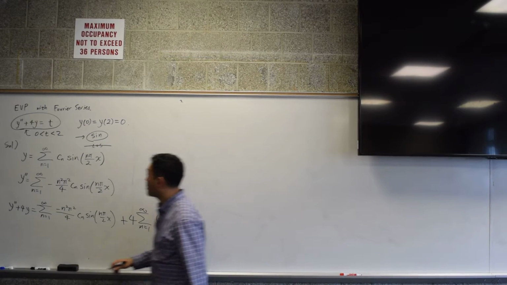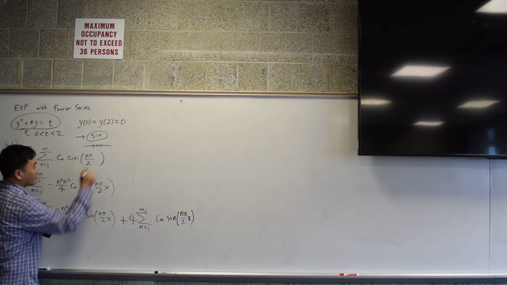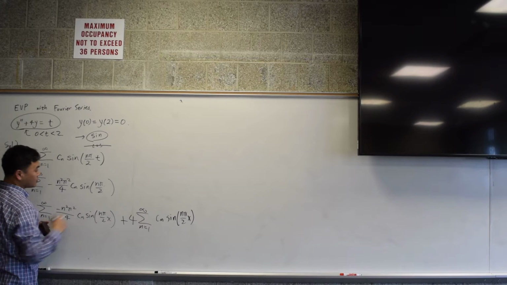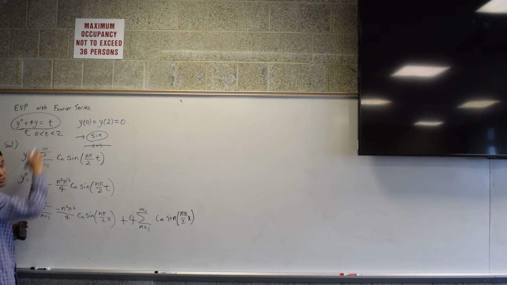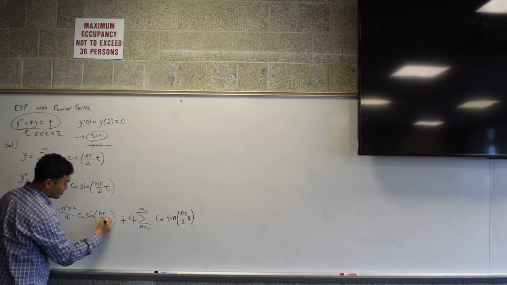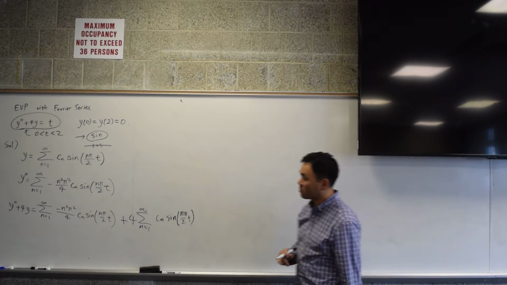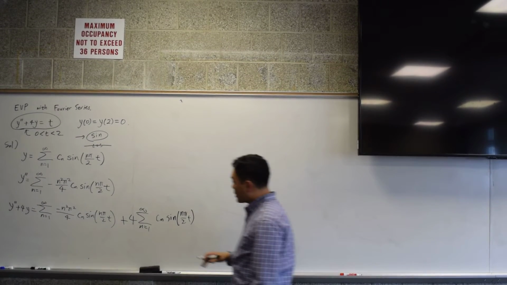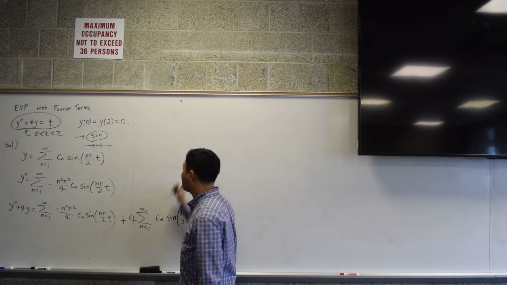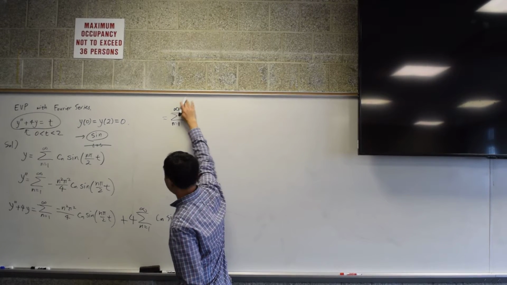I messed up, sorry. There's an important error that I made. All the x's here should be replaced by t. Why? Because the right side is t. It indicates that y is a function of t, not of x. I should have written it as t. Sorry about that. Okay, now I have these two added up, which is the sum from n equals 1 through infinity.